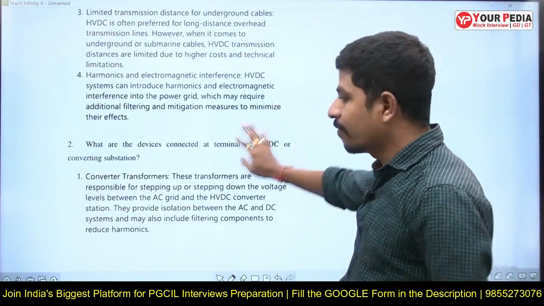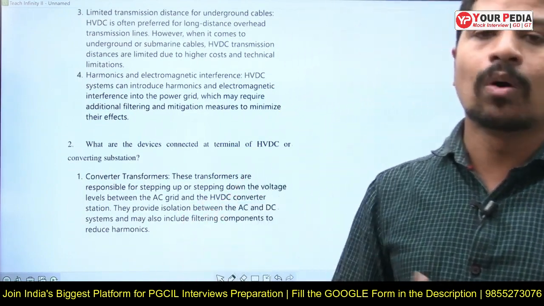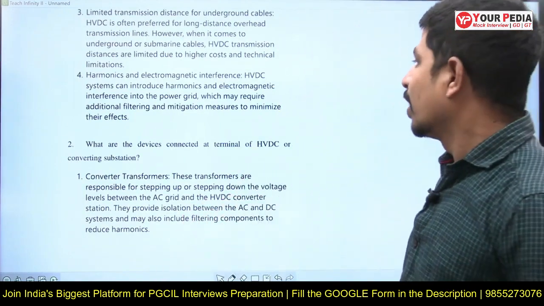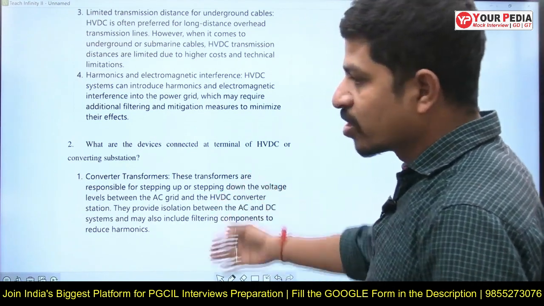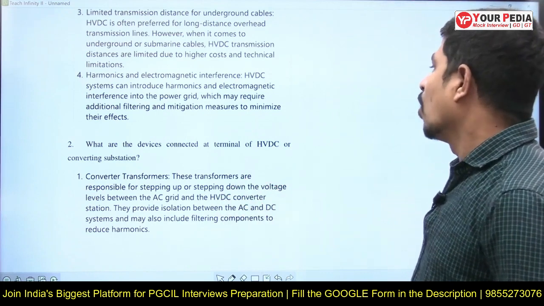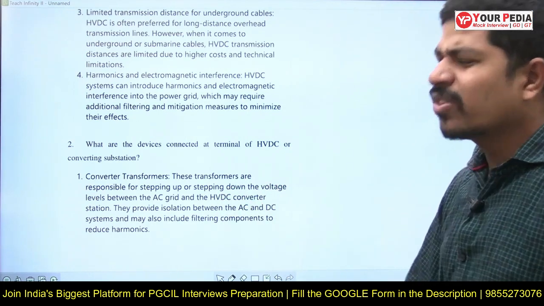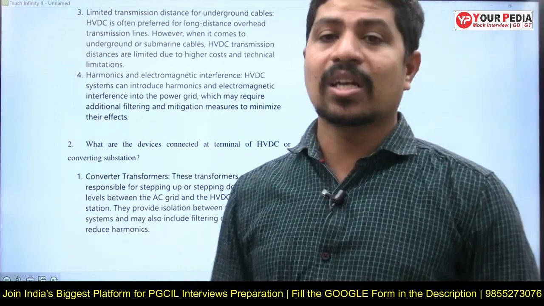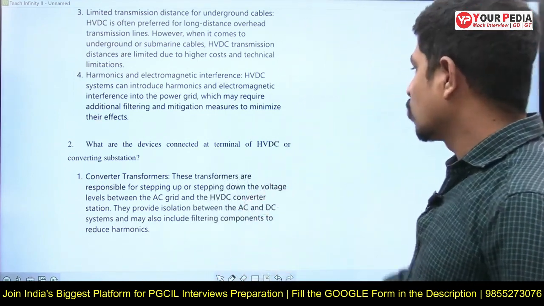Harmonics and electromagnetic interference. When power electronic converters are involved, definitely harmonics will be generated and there is a possibility of electromagnetic interference. The second question that was asked is, what are the devices connected at the terminals of HVDC or converting substation? We all know rectifiers will be there, transformers will be there. Let's see those things in detail. Converter transformers.